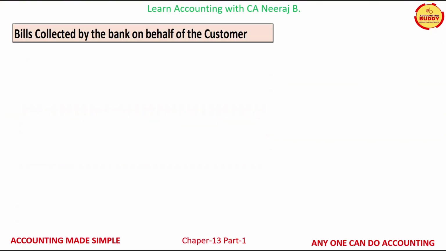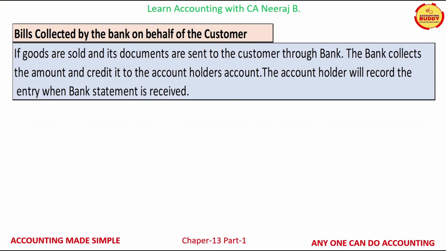Bills collected by the bank on behalf of the customer also result in a difference in the balance of the cash book and the bank statement due to timing differences. If goods are sold and the documents are sent to the customer through the bank, the bank collects the amount and credits it to the account of the account holder. The account holder will record the entry when the bank statement is received.